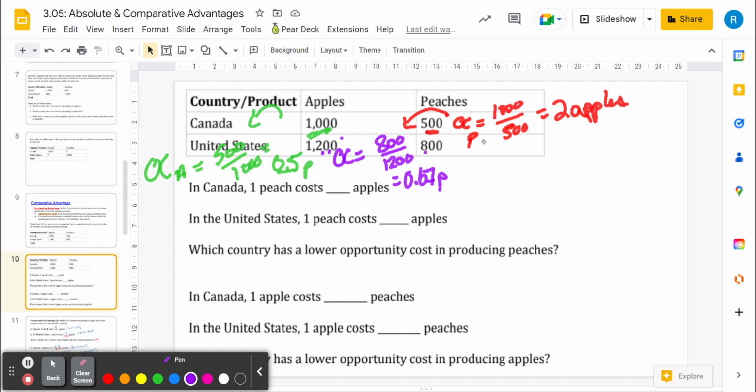And then finally, the last box, since you do it for all 4: the opportunity cost of America making a peach. We're looking at this bottom box now. The opportunity cost of a peach equals 1,200 over 800, where you take the other one and put it over, which equals 1.5 apples. Okay, so let's circle each of the opportunity costs now.